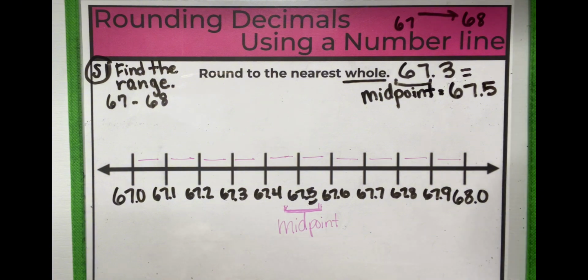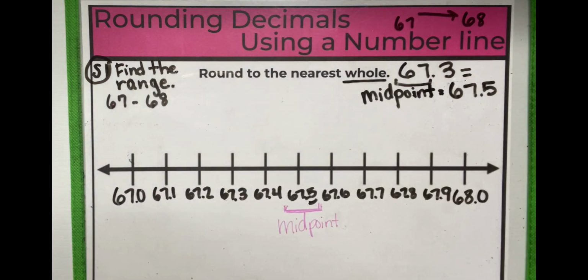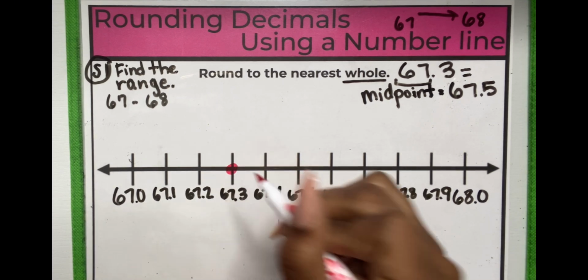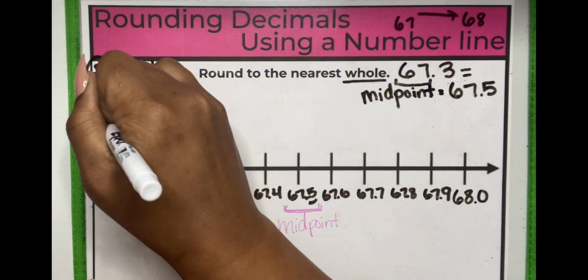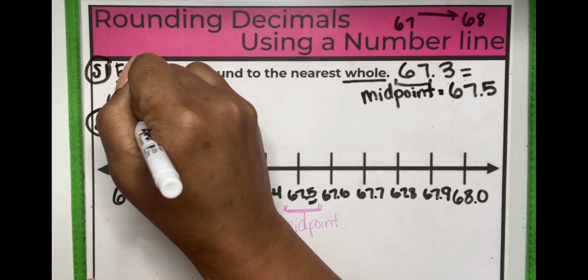Pause the video. Place your dot point wherever you think it would be. Hopefully, you placed the dot here. Now that you've plotted, which is step 2, plot your point.